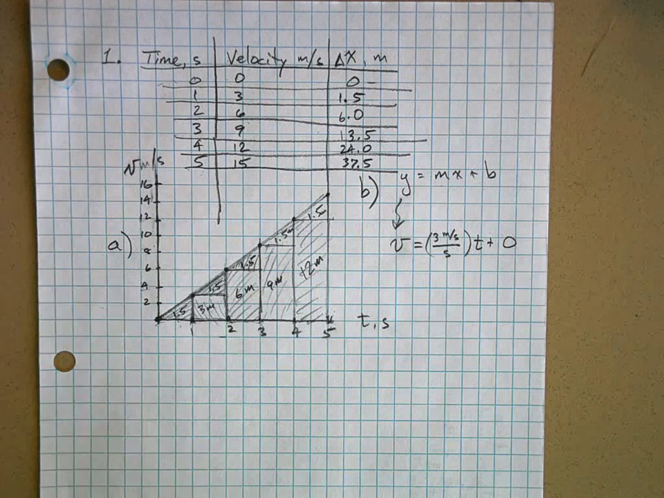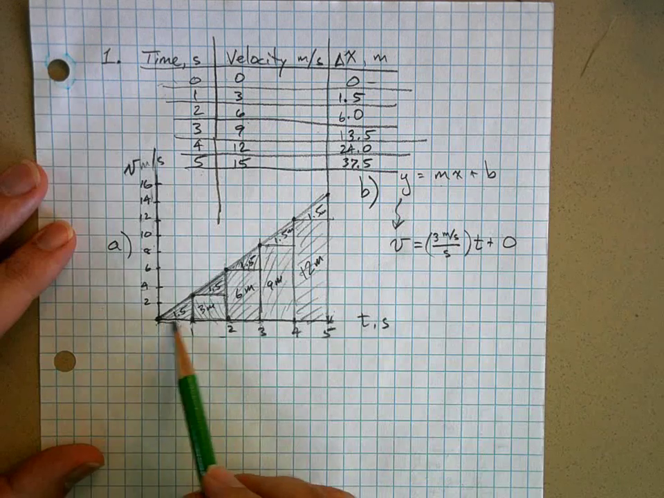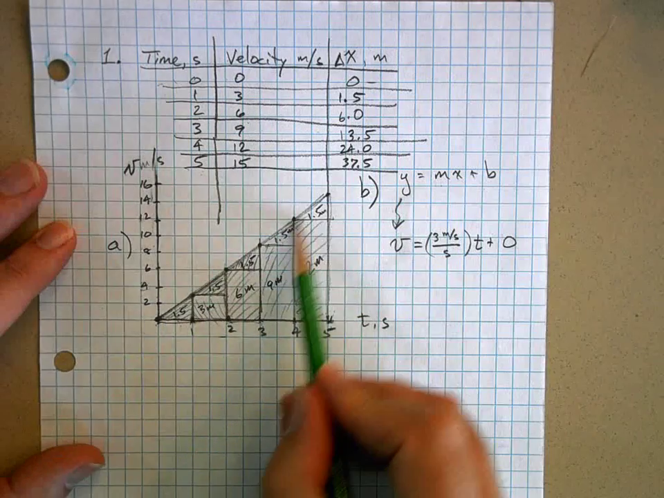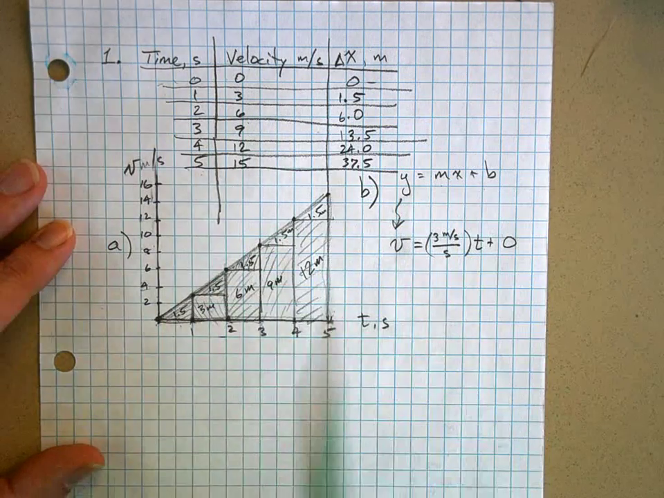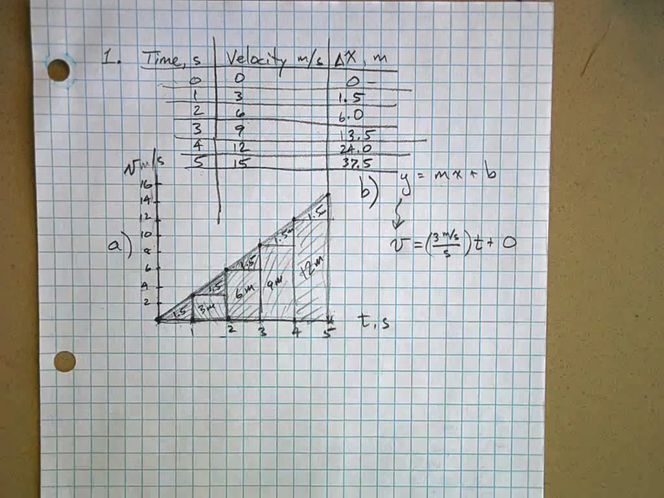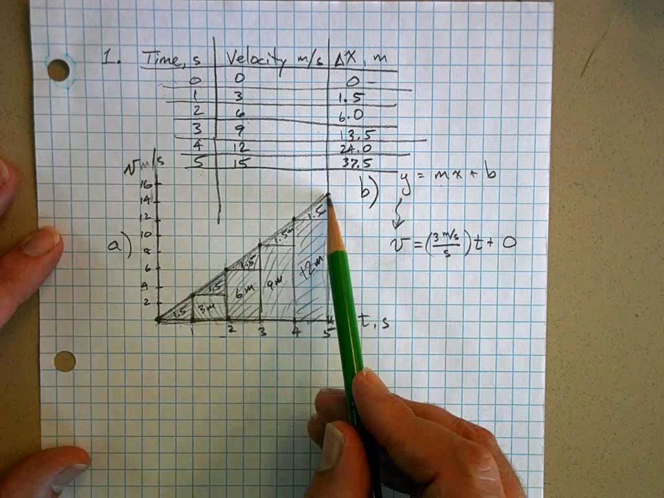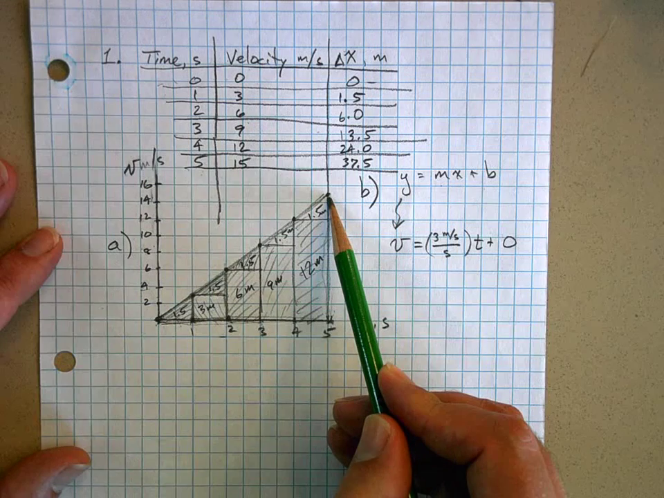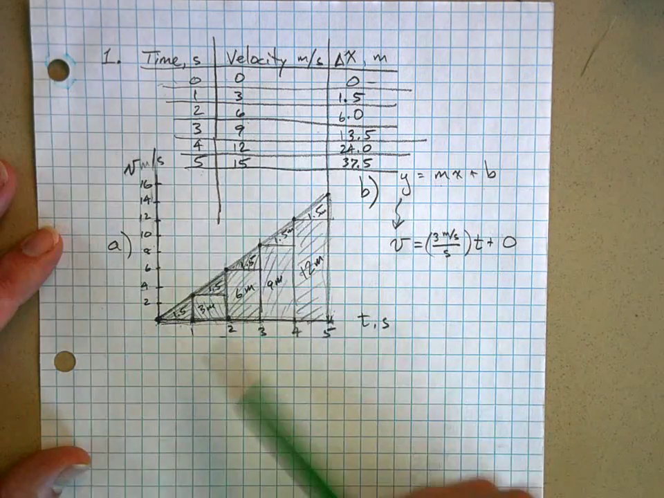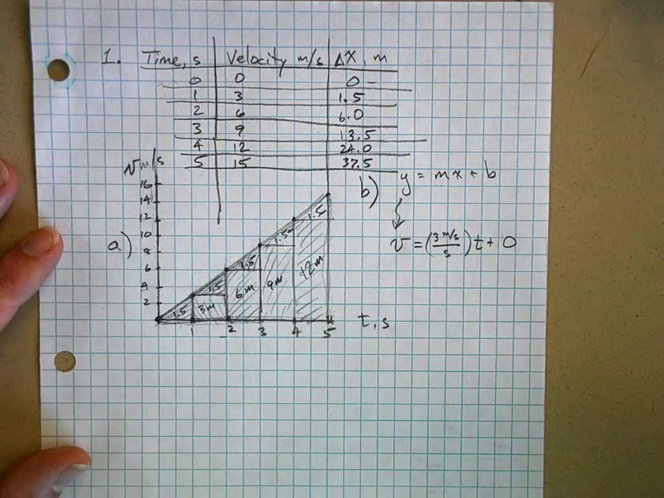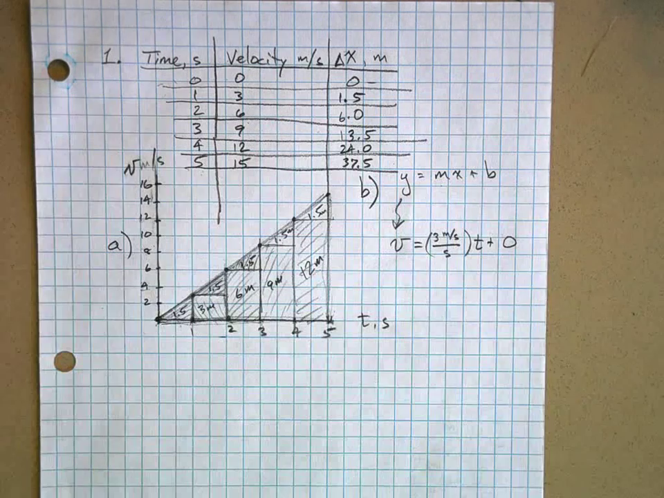Now this kind of makes sense also. Check this out. Do you see that this is one big triangle? What's the area of that triangle? That's my total displacement. 5 times 15 is 75, but it's a triangle, so 75 divided by 2 is 37.5. Bingo. Okay, we did it.